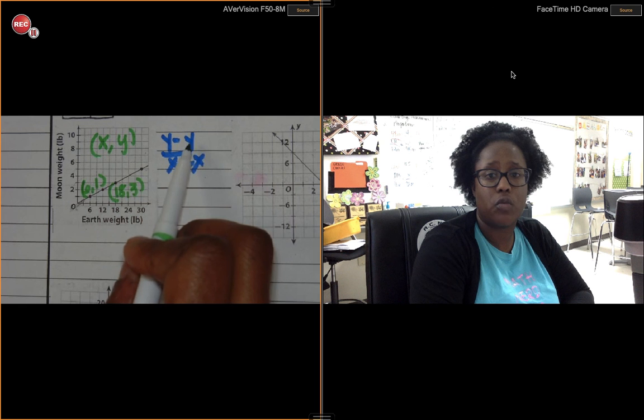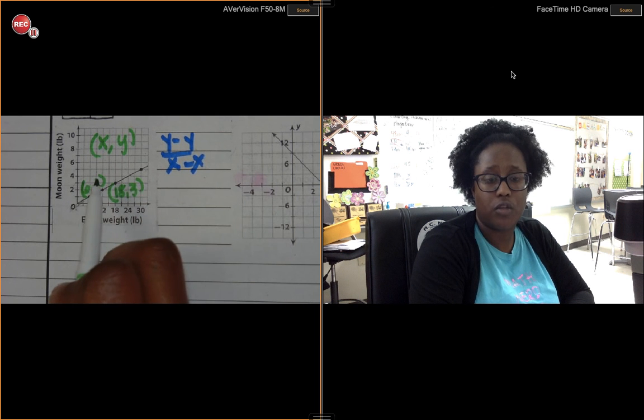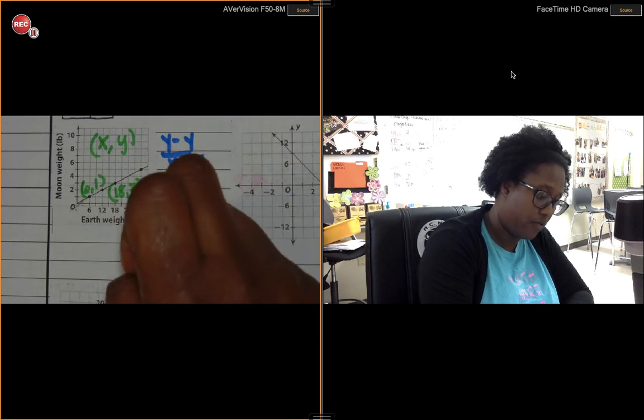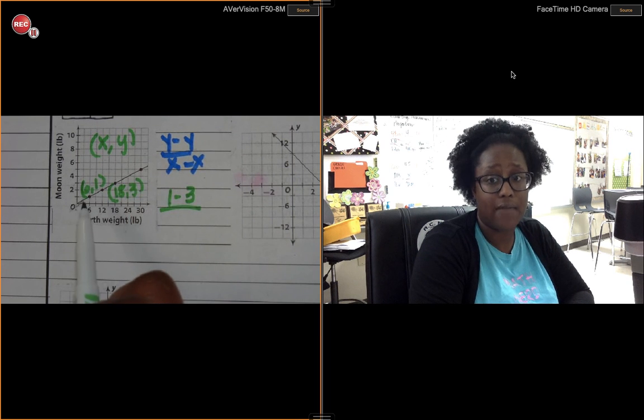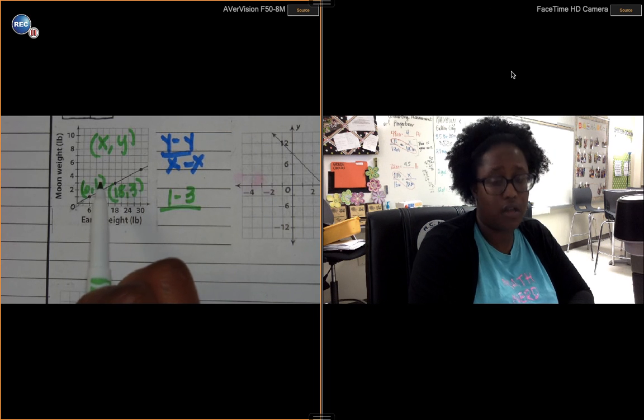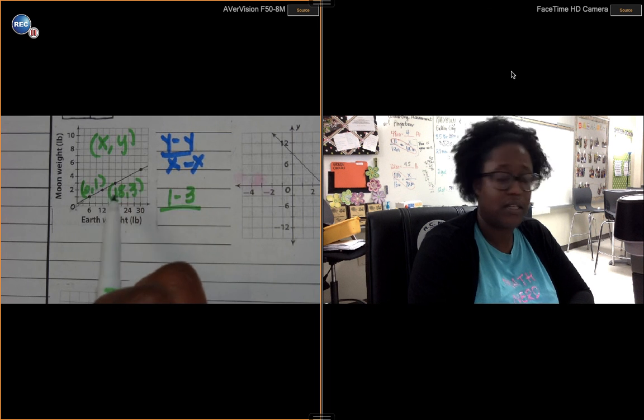So on the top, we're going to do y subtract y. So I would start with the top one, 1 subtract 3. So I have 1 subtract 3. And then my x, since I started with 1 here, I have to start with 6 here. I cannot start with 1 here and then jump down here and start with 18 here. If I started at the top coordinate point, I'll start at that one. So then it's going to be 6 minus 18.